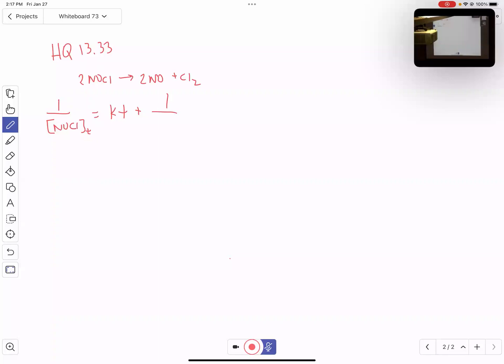So for question 33, we've got nitrosyl chloride breaking down into nitrogen monoxide and chlorine. They tell us right in the question that the reaction is second order. So that means my equation is going to be 1 over the concentration of nitrosyl chloride at some point in the future equals my rate constant times time plus 1 over my initial concentration. We know that because they tell us in the question that it's a second order reaction. So that's the rate law we want to use.